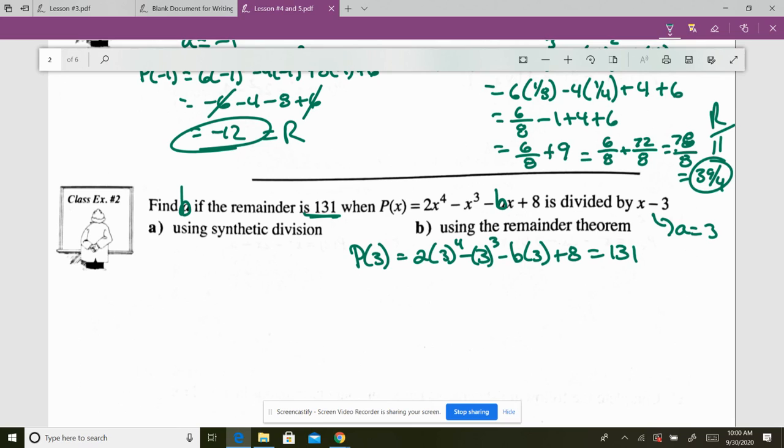So now it's just an algebra problem. 3 to the fourth is 81. 3 cubed is 27. 162.